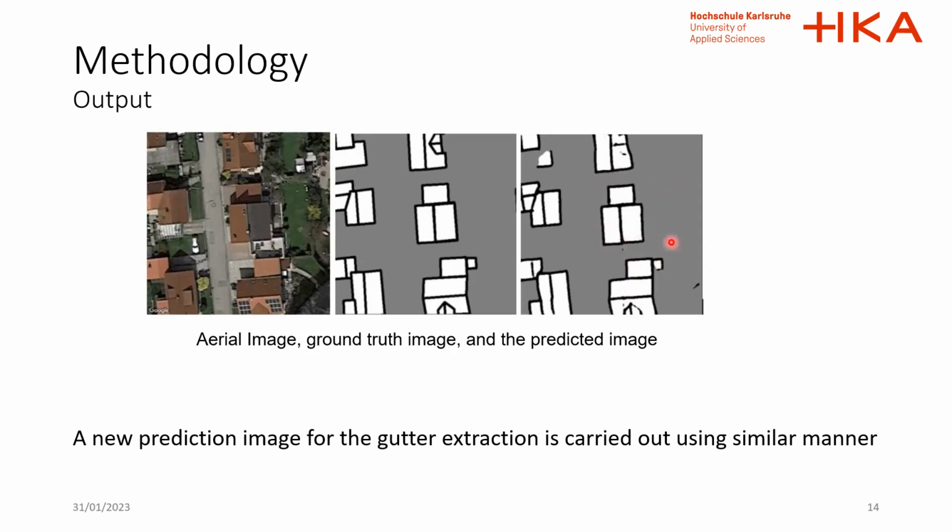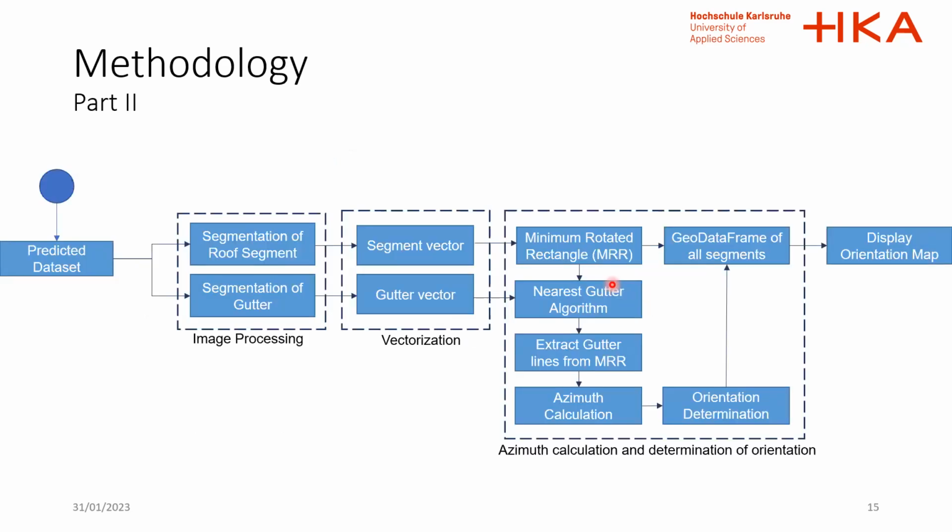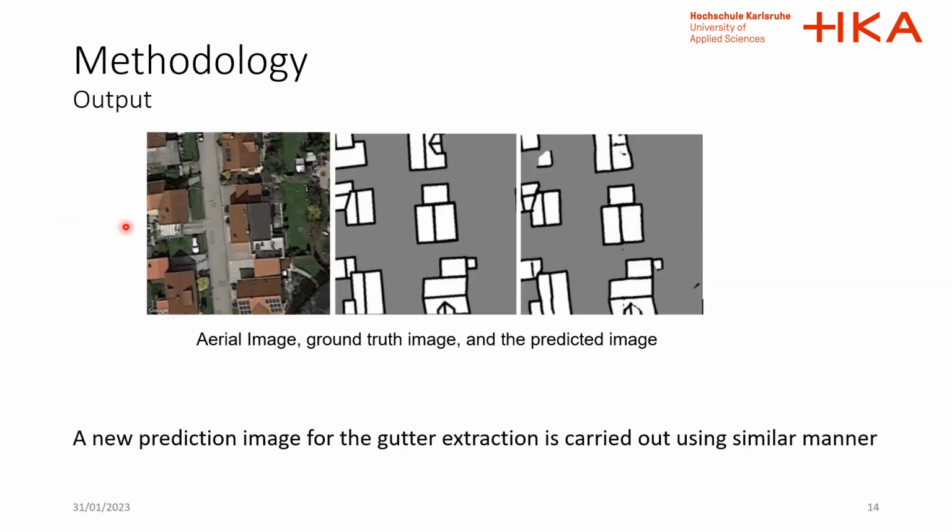So we can see that it can clearly identify the roof and roof line. Here we can see the roofs are well segmented. That means we can use this data for our further study. So what we are going to do now in methodology part 2 is we will have the predicted dataset. That means we will have this data.